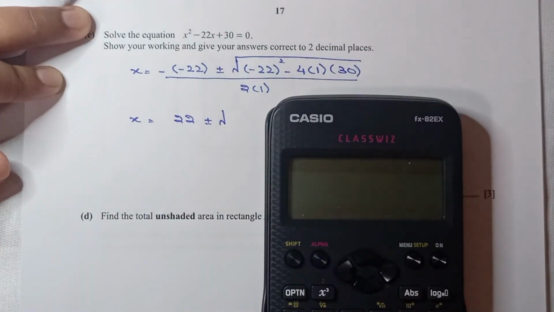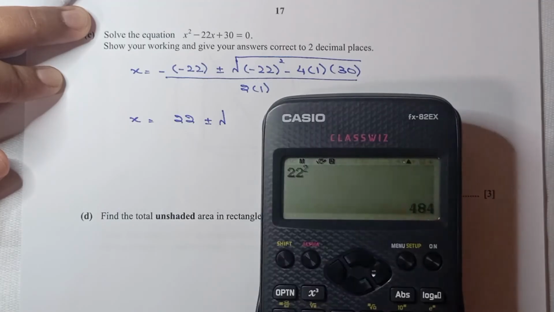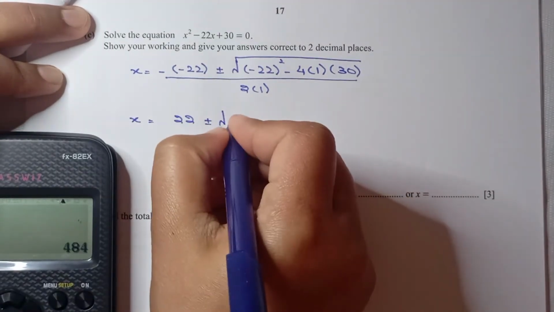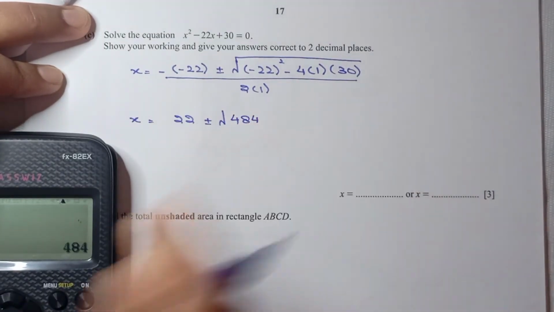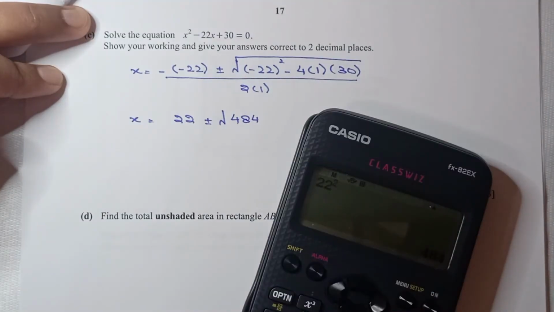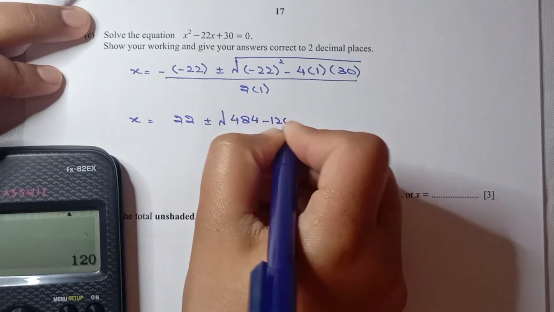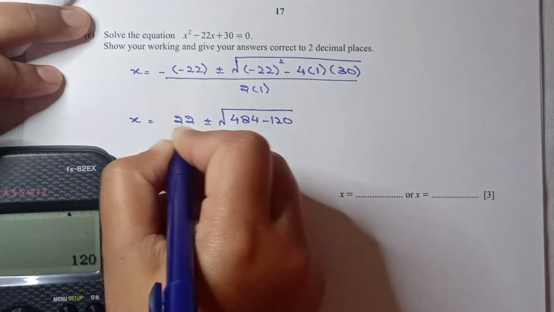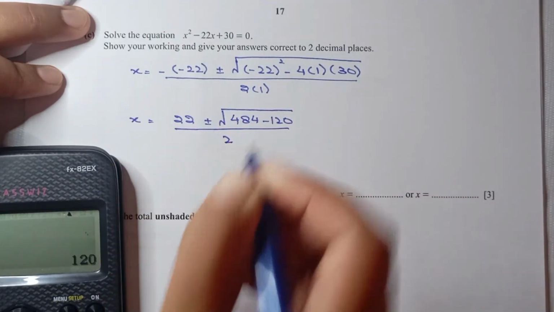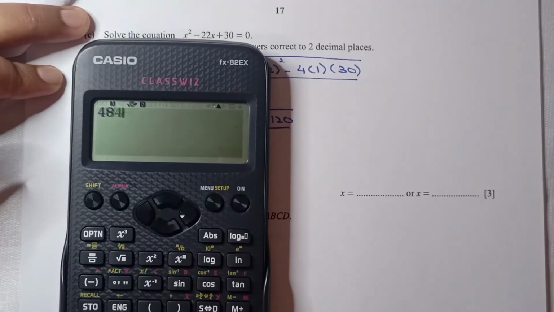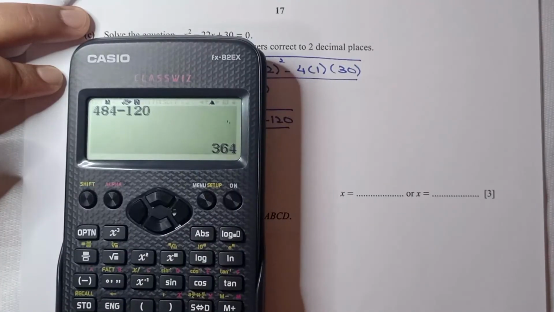We have 22 square is 484. 4 times 1 is 4, and 4 times 30 is 120, so negative of 120. Divided by 2 times 1, which is 2. Okay, 484 subtract 120 would be 364.